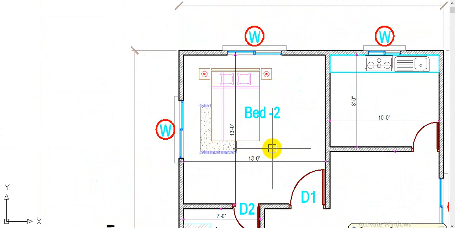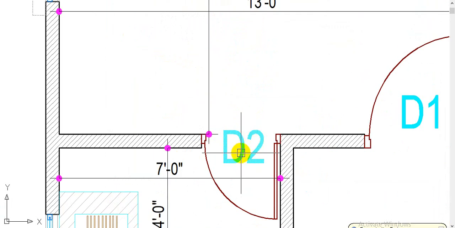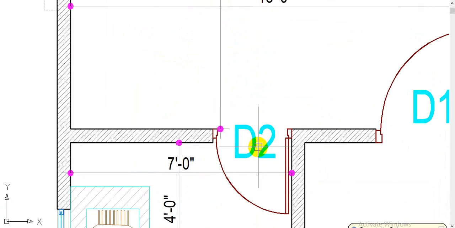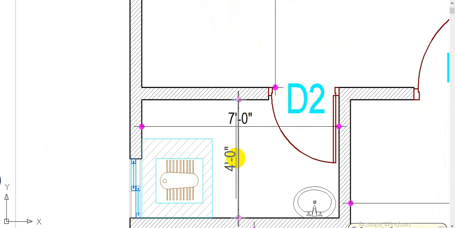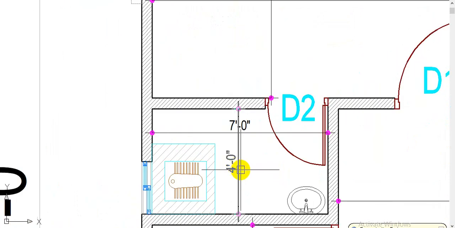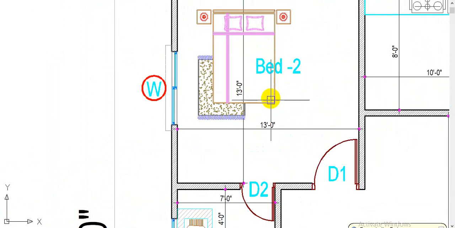Bedroom 2 has two windows and one attached toilet. If we want to use this attached toilet, we need to use this D2 door. So using this D2 door, we will enter our attached toilet. So you can understand this toilet is attached with our bedroom 2.